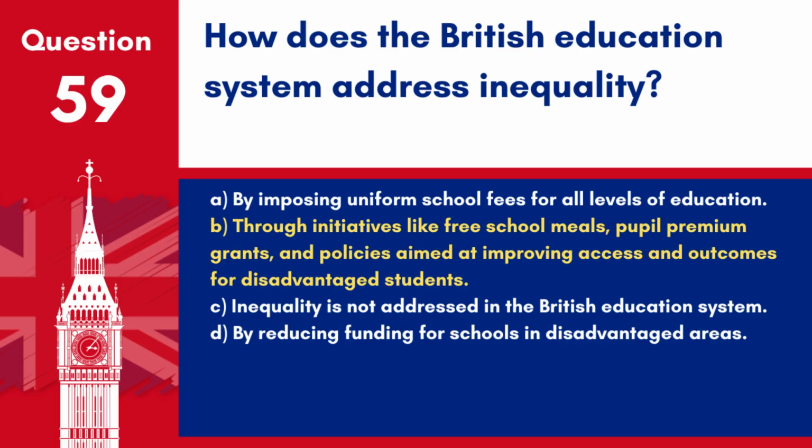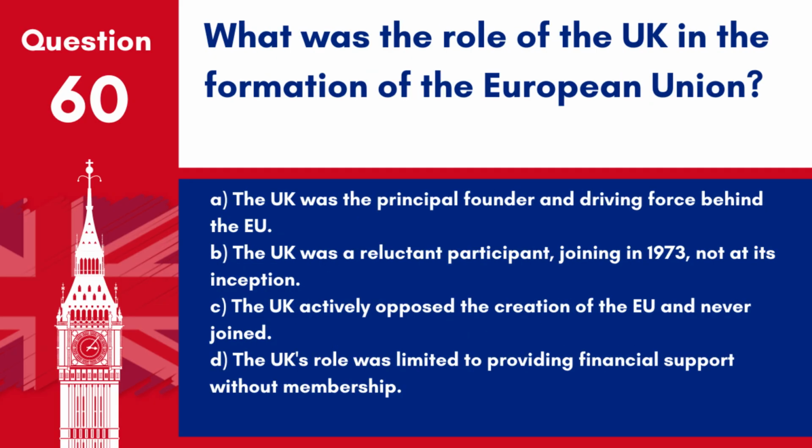Answer B. Through initiatives like free school meals, pupil premium grants, and policies aimed at improving access and outcomes for disadvantaged students. The UK education system employs various strategies to tackle educational inequality, ensuring that socioeconomic status does not limit educational opportunities. Question 60. What was the role of the UK in the formation of the European Union?